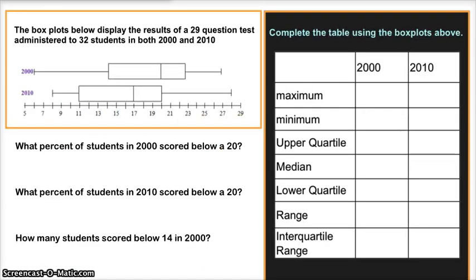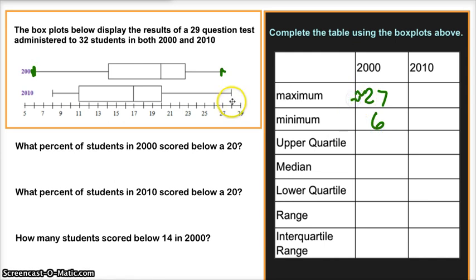All right, so the purpose of this next one is to look at a couple box and whiskers. It says the box plot below displays the results of a 29-question test administered to 32 students in both 2000 and 2010. So the first thing I want us to do is complete this table. It's asking for the maximum for the test that was given in 2000. Well, the maximum looks to be 27 here. The minimum appears to be 6.